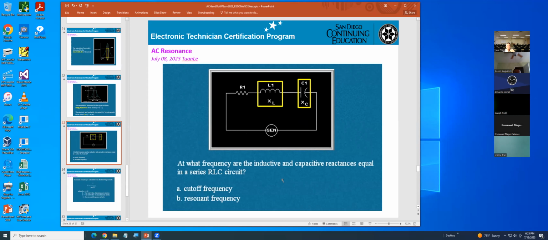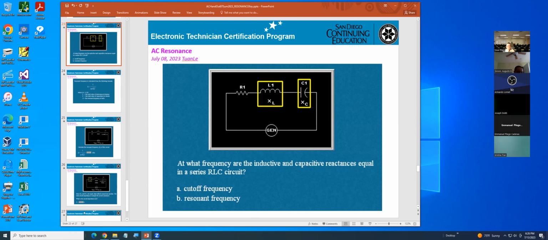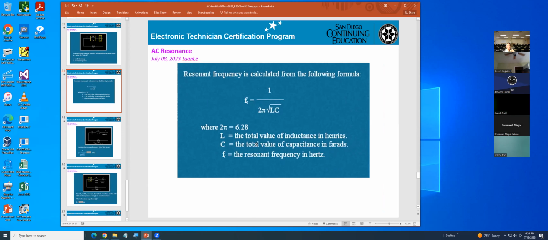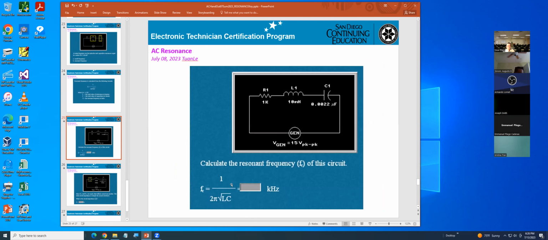At what frequency are inductive and capacitive reactance equal in a series RLC, A or B? B. Okay, and also this is the formula. I already gave it to you, okay? Now, calculate the resonant frequency of this circuit.